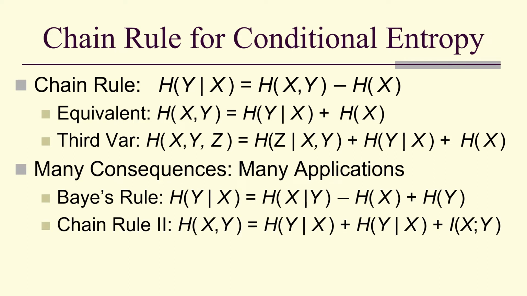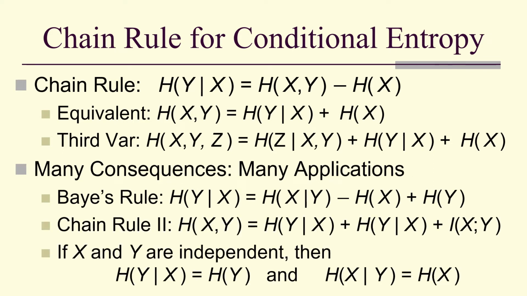Bayes' rule, the second form of the chain rule. And if x and y are independent, then h of the conditional probability of y given x is h of y, and the conditional probability of x given y is just h of x. So that leads us to the concept of information gain.